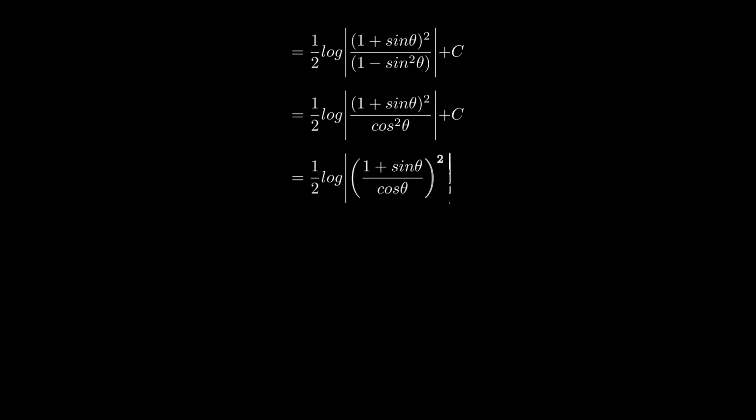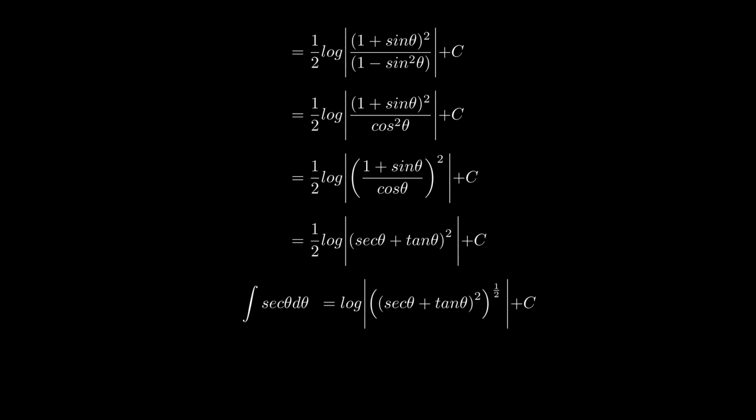If we now take the half on the left hand side up so that we get the square root of whatever is in there, and also by re-expressing 1 over cos theta as sec theta and sine over cosine theta as tan theta, we get that the integration of sec theta is logarithm of the absolute of sec theta plus tan theta. We use those absolute signs to ensure that we're taking the logarithm of positive values.